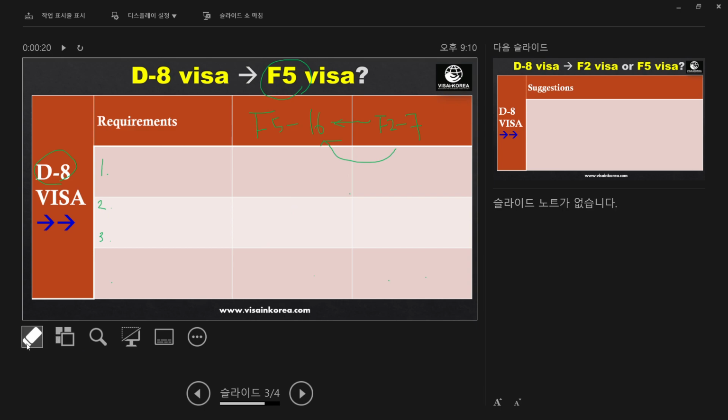Okay, so how to do it? You need three years from F2-7 to F5-16, but you have to change from D8, right? So 3 years are required from F2-7 to F5-16. If you go directly, it is not allowable, right? If you want to go directly to F5-1, it is the only way. But you can go this way: you can use F2-7, then 3 years.